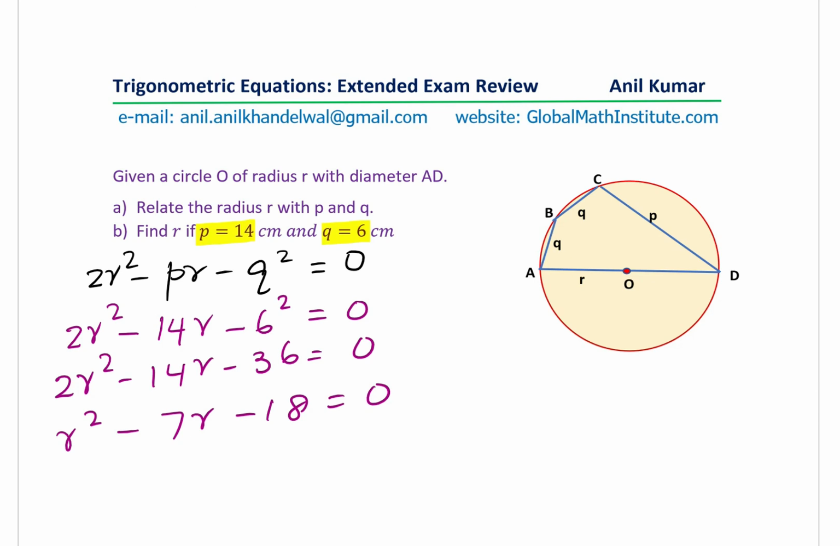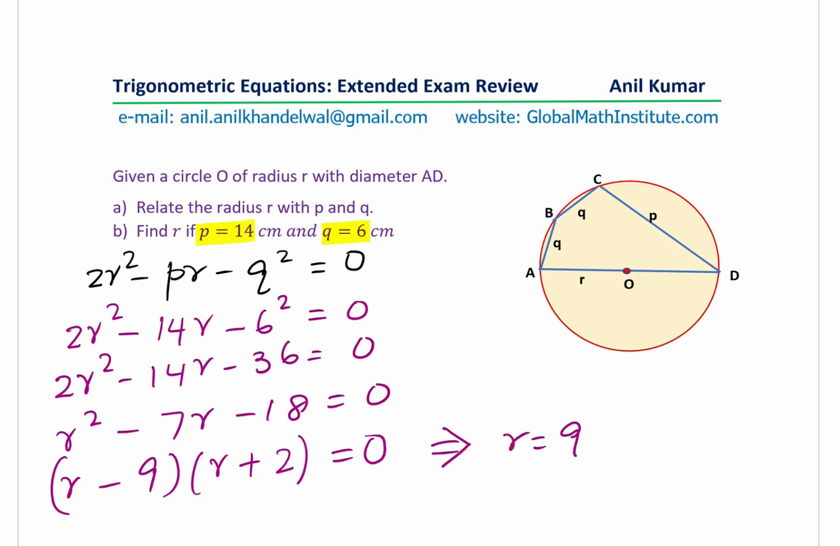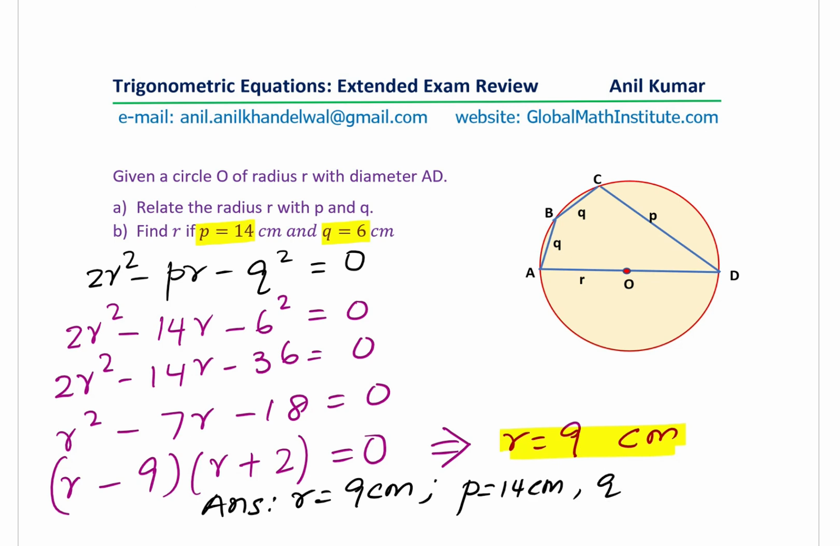So 18 is 9 times 2. I could write this as R minus 9 times R plus 2 equals 0. From here, we clearly get our answer, R equals 9. Since the units are centimeters, we write centimeters. So that becomes our answer to the given question. We can say that the radius is equal to 9 centimeters for P equals 14 centimeters and Q equals 6 centimeters. Is that clear to you? That is how we are going to solve such a question. I hope that makes sense.